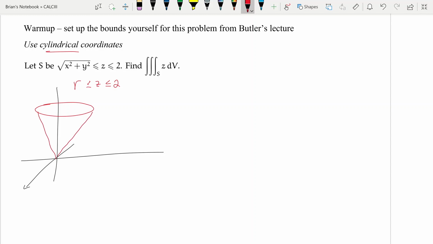r is increasing as z does. This is r, and for every z that you go up, r gets a little bit bigger and a little bit bigger. That's how you get that cone shape. So there's that. We've got r right here, and we're going all the way around for theta. We could write our bounds if we wanted to. I think I'll let you guys go for that.